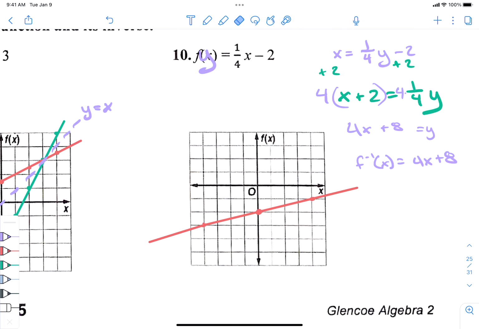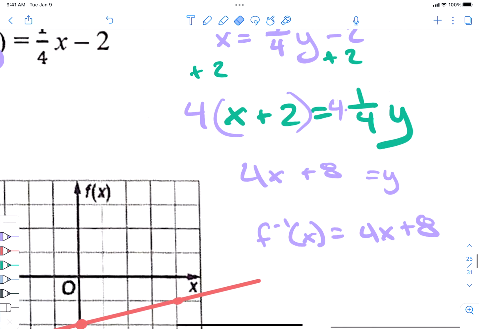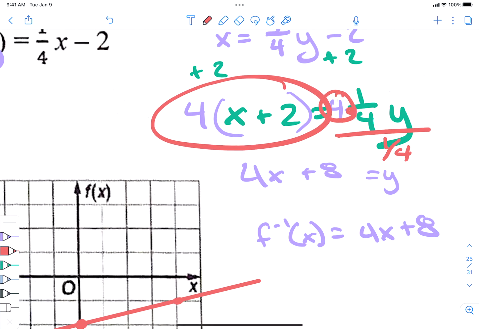Are you guys ready? We'll talk through this one. Number 10, so you get to a point when you're finding the inverse where you have 1/4 y, and rather than dividing by 1/4, you guys know that you can multiply by 4, right? But if you multiply by 4, you have to multiply everything over here by 4. So 4x plus 8 is what it should be, right?